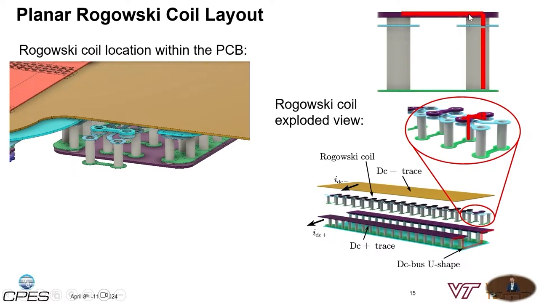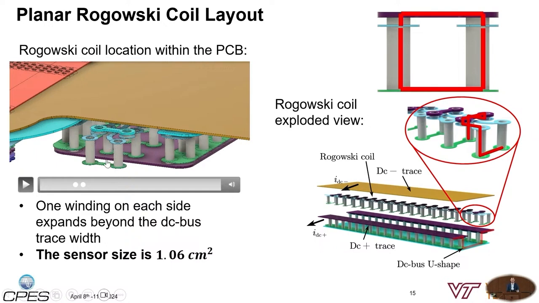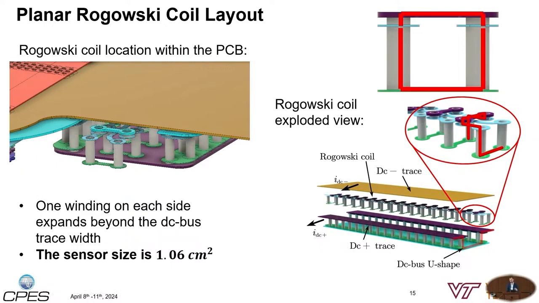Then we use the traces to create the top horizontal structure. Use the laser drilled via again, go forward and go back down. That creates the left column of the winding itself. And then we use again a trace structure at the bottom to create the full winding of our Rogowski coil. What you can see within the PCB is that we extend the winding of the Rogowski coil by one winding beyond the DC bus structure. I'll go into the details why we do that later.